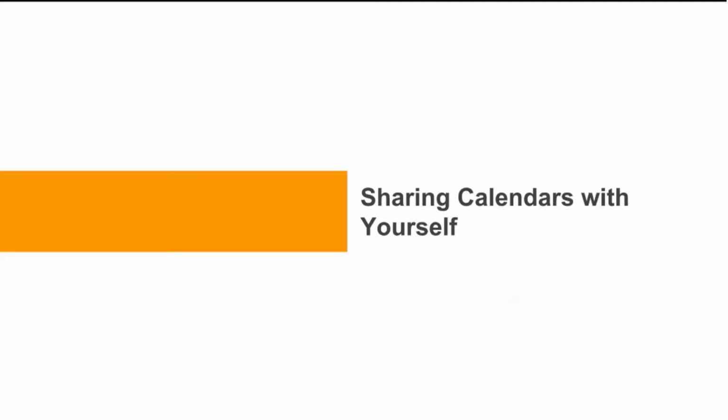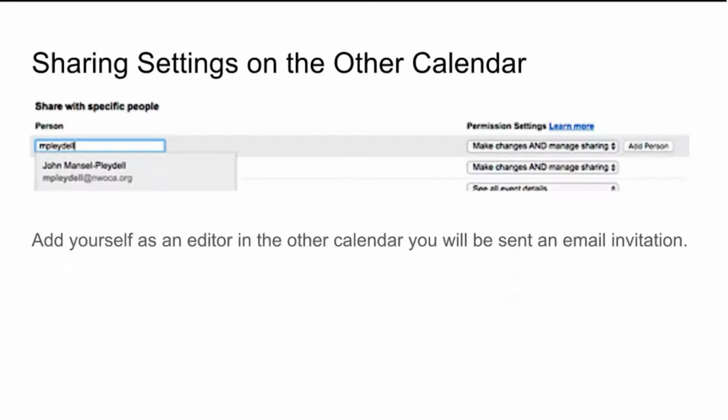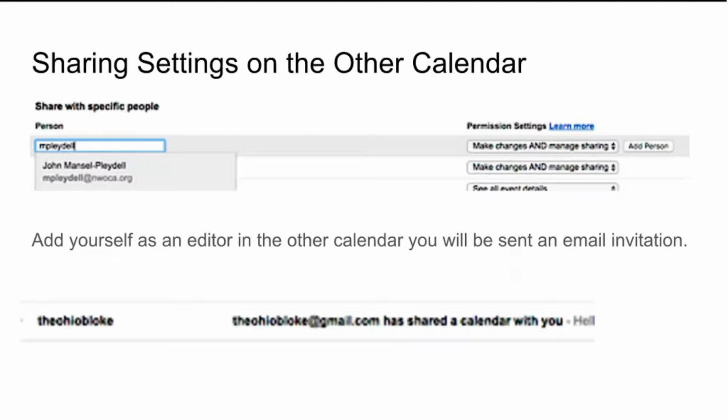Okay, very quickly, how to share a calendar with yourself. Sometimes you will have a calendar. For example, I have a personal Google account and I have a work Google account. And it would be nice if I could create a calendar event in my personal Google account from my work Google account. And so to do that, you have to share the calendar with yourself.